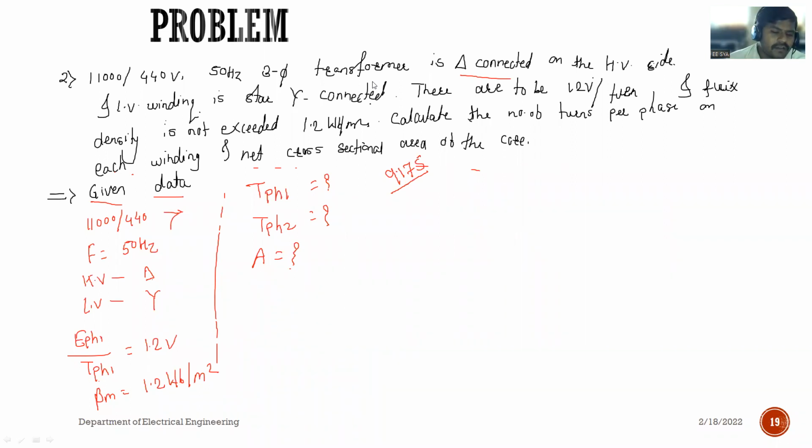Okay. See, you are going that way. That means firstly you are calculating the area and then you are calculating the number of turns. I am going another way, so all of you give attention here. See what is given. EPH1 divided by TPH1 is given. What is this? It is nothing but 12 is given. I want to calculate TPH1.